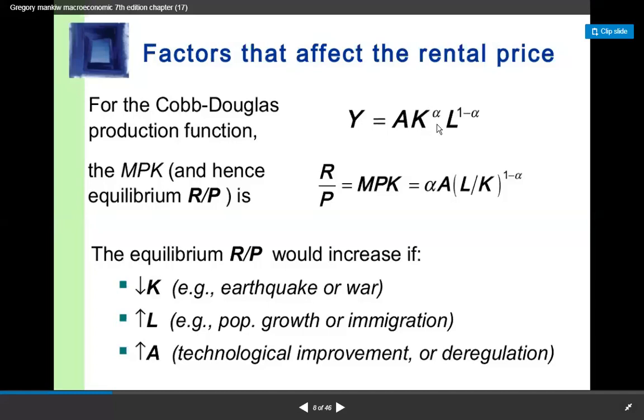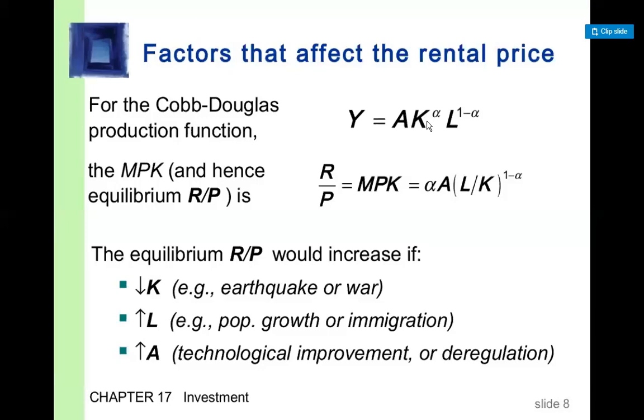It means 60% share of capital, 60% share of capital is used to produce a specific level of production, and 40% share of labor is used to produce the output level. Okay, this is the Cobb-Douglas production function. Simple interpretation.